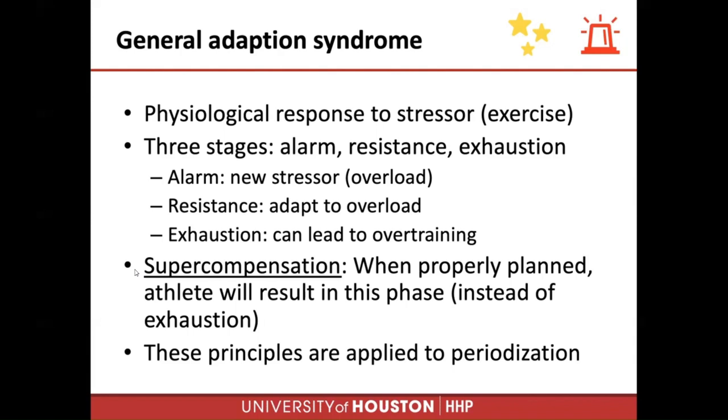And then we enter the resistance stage where we adapt to the overload. And then we go into either exhaustion, which can lead to overtraining, or when properly planned, because you've taken my awesome class, instead the athlete will go into supercompensation. So instead of exhaustion, they'll go to supercompensation, which is a new baseline. This will make a little more sense hopefully on the figure I have on the next page. So we use these principles when we do periodization workouts. We're thinking about when our alarm stage is, how much resistance they need, how much time they need to adapt to the overload, right? And then we'll retest them with supercompensation because they have a new baseline.